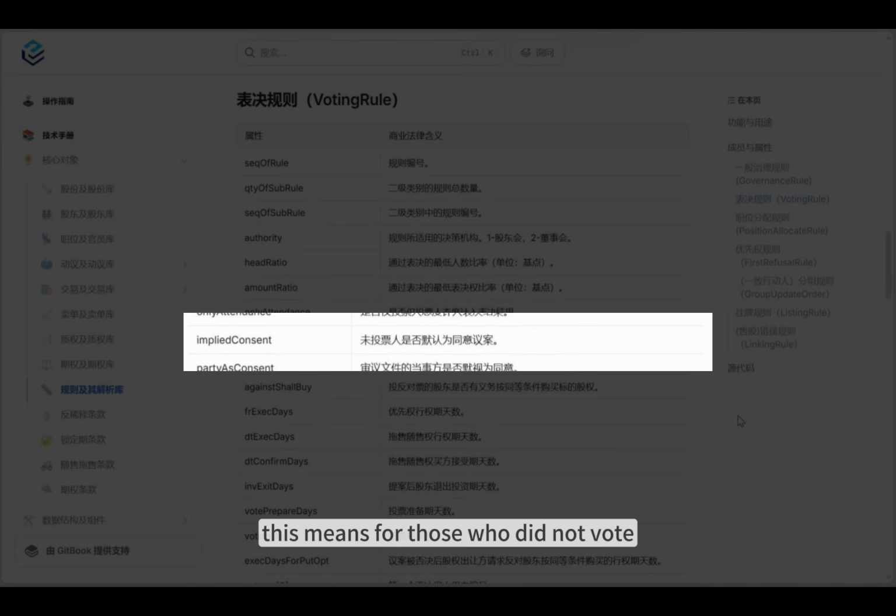Next attribute, implied consent. This means, for those who did not vote, do we treat them as agreeing to the proposal by default? If you choose true, non-voters are considered to have consented. If you choose false, non-voters are considered to have disagreed.